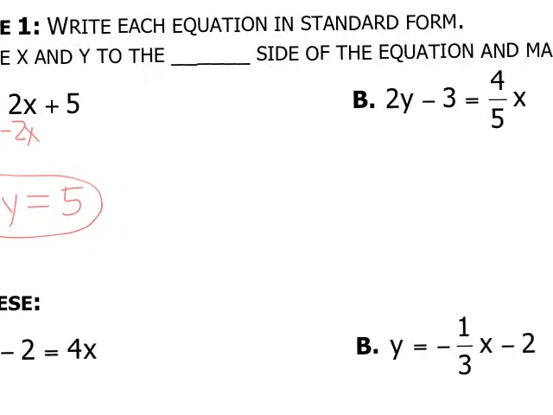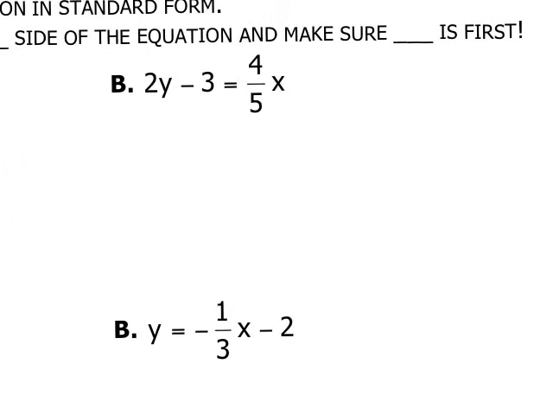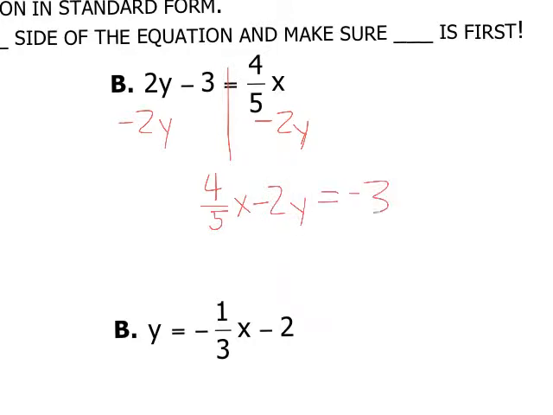Let's look at B. Okay, so I need x and y on the same side. So I'm going to move the y this time. So minus 2y. So I have 4/5 x minus 2y. And I'm just going to stick that equals negative 3 on the back side here versus on the front side where it was. So I didn't really move anything around there. I just swapped the equals negative 3 to the other side.